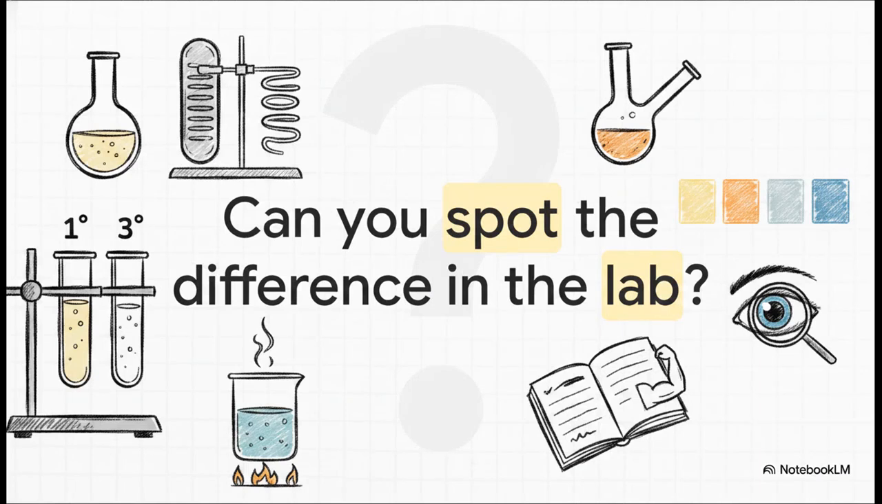So, armed with the Lucas and Victor-Meyer tests, can you confidently spot the difference between a 1 degree and 3 degree alcohol in the lab? With these chemical tools now at your disposal, you kind of start to view the world a little differently. Next time you use hand sanitizer, pump gas, or even spray some cologne, ask yourself, which sibling of the alcohol family is hiding in there, and what kind of invisible chemistry is happening right in the palm of your hand?